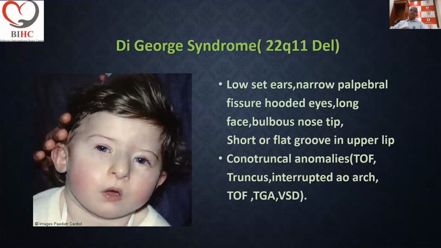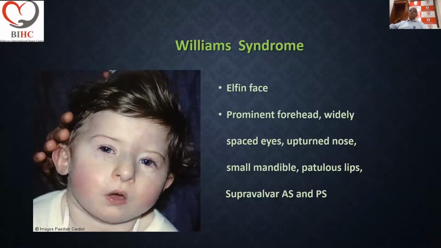This is the typical facies of DiGeorge syndrome. Look at the low set ears, the narrow palpebral fissure, the long face, the bulbous nose, and the long philtrum. And the conditions called conotruncal anomalies go with this. Typically, tetralogy, truncus, interrupted aortic arch.